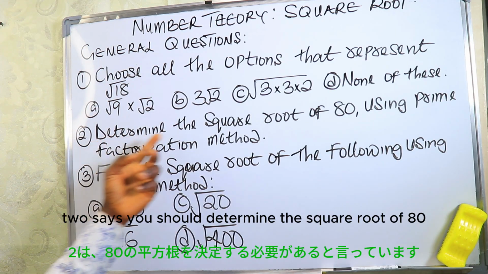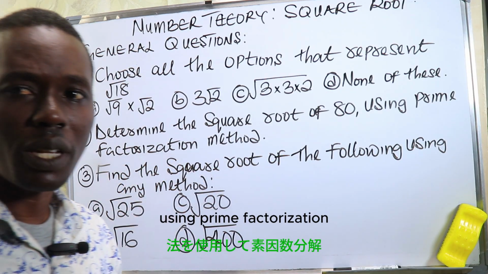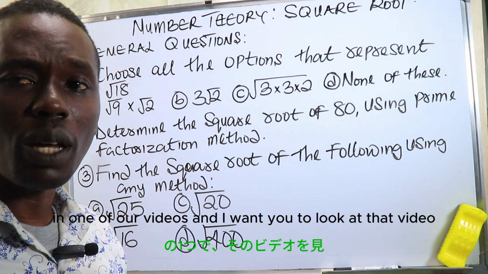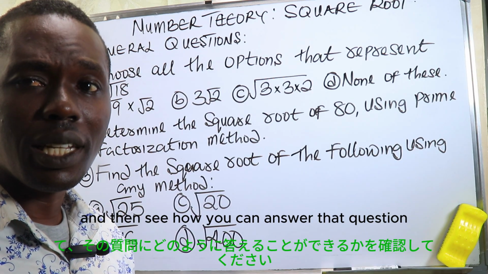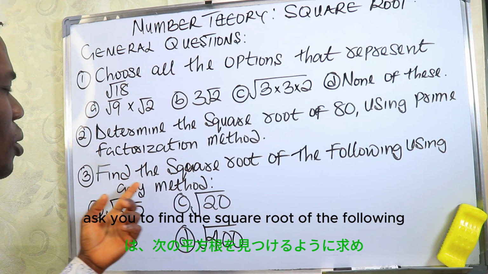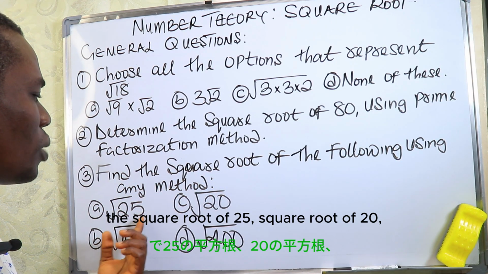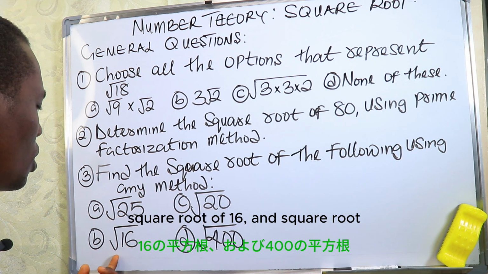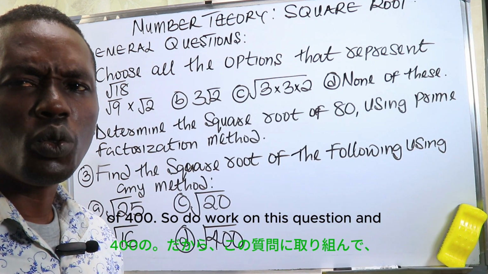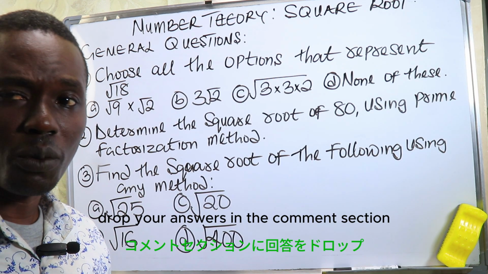Question 2 says you should determine the square root of 80 using prime factorization method. We have discussed prime factorization in one of our videos, and I want you to look at that video and then see how you can answer that question. Question 3 asks you to find the square root of the following using any method: the square root of 25, square root of 20, square root of 16, and square root of 400. So do work on this question and drop your answers in the comment section.